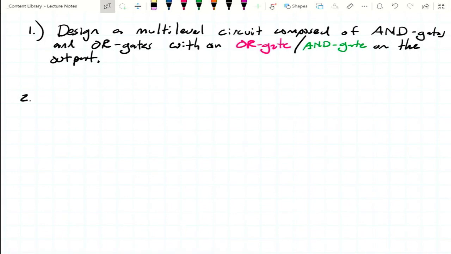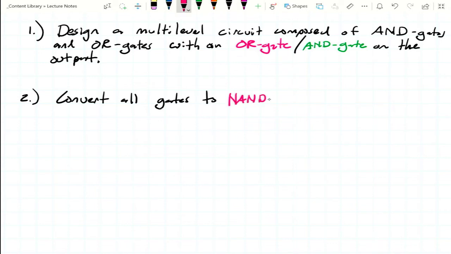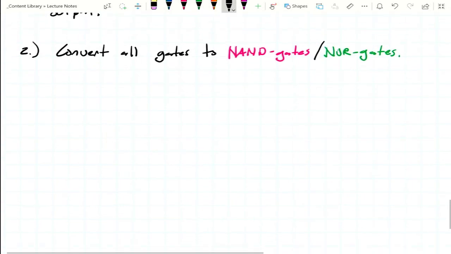Step two. Convert all gates to NAND gates and NOR gates. So do the flip, and then this is true for all of them.